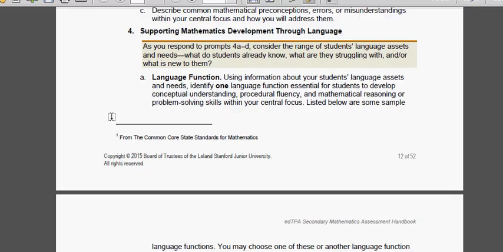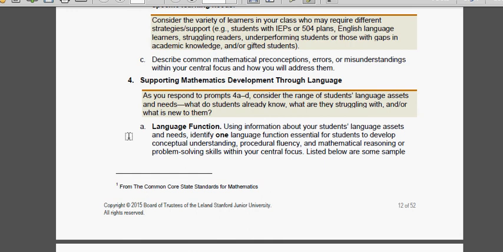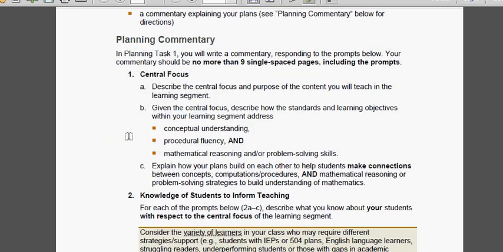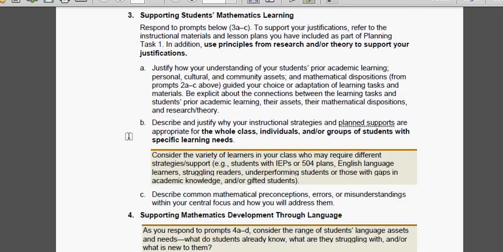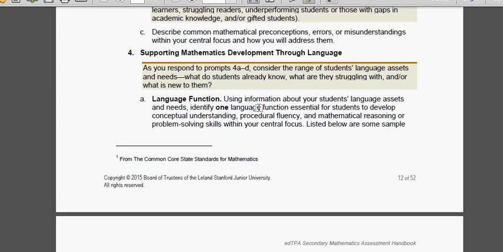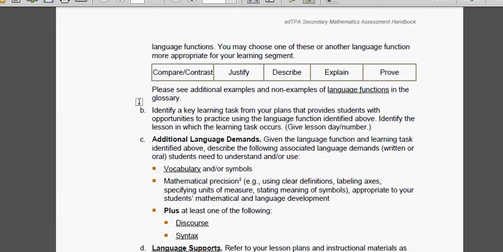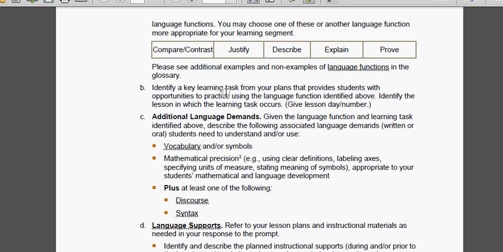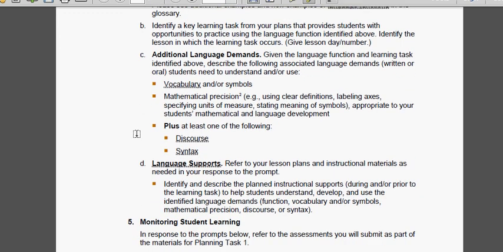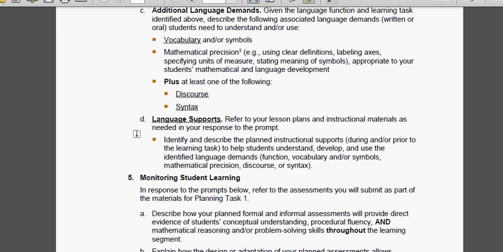So for example, the whole academic language piece, this is part of, again, the handbook. This is the Planning Commentary Handbook. I'm scrolling down. Certainly there's more above this, but you have to use information about your students' language assets and needs to identify one language function essential for students to develop conceptual understanding. So we've already talked about this. Built right into the lesson plan is really 4A, that language function. So you're identifying it. Here's an example. Part B, identify the learning task from your plan that provides students with opportunities to practice this language function. Again, this is right from your lesson plan, so you're literally going to copy and paste to answer these questions. The additional language demand, all of this is going to be literally just pulled right from your lesson plan, copied and pasted.